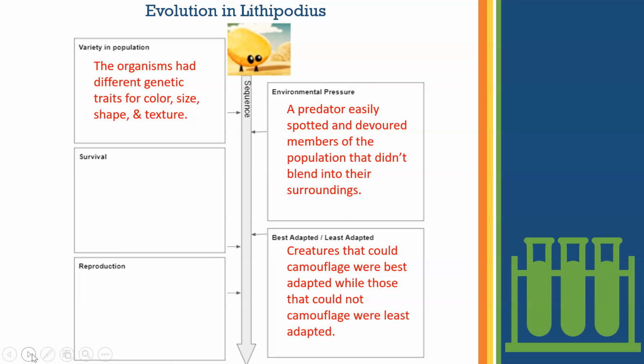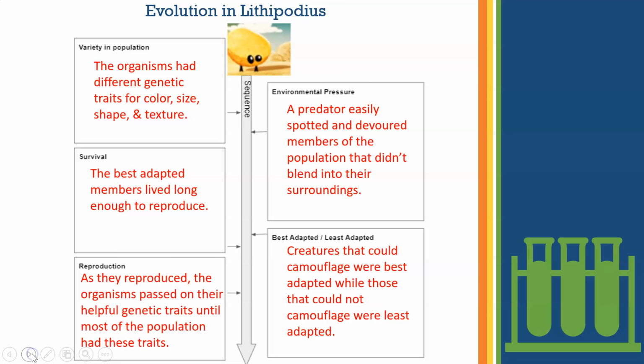You might sometimes hear the phrase survival of the fittest. This means that members with helpful traits will live long enough to reproduce. And once they reproduce, the helpful genetic traits are passed on to the next generation. Many rounds of survival and reproduction continue until a majority of the population comes to resemble those rocks.